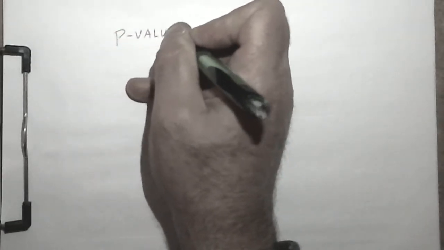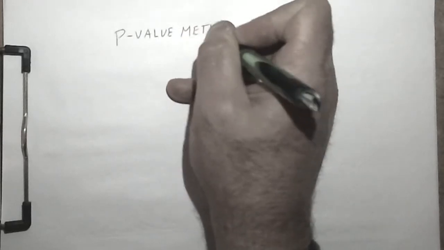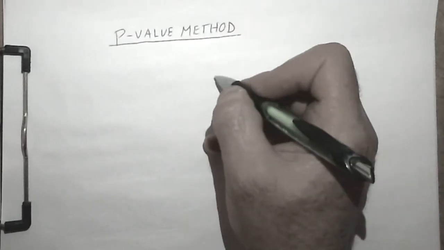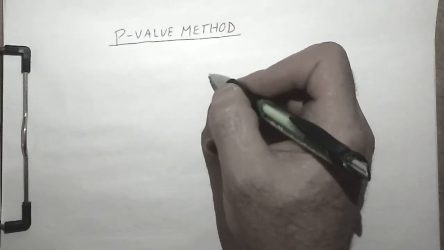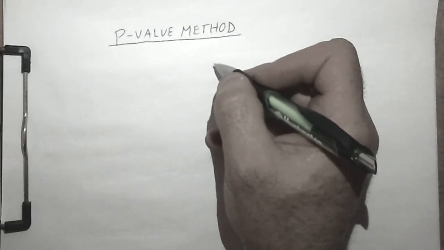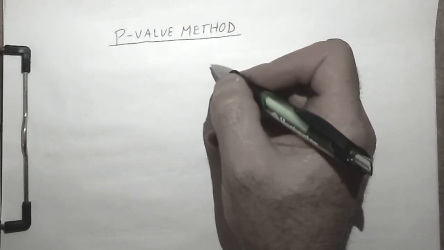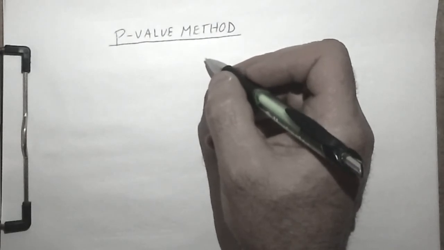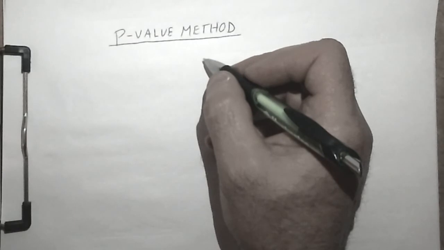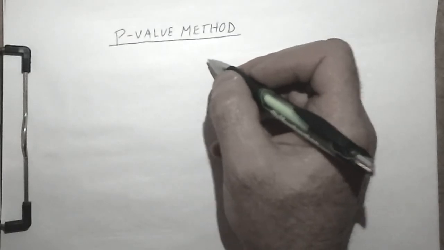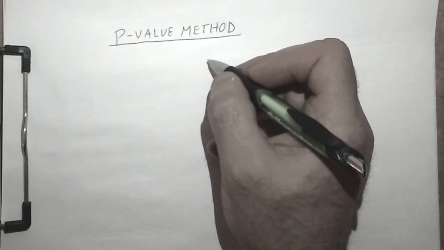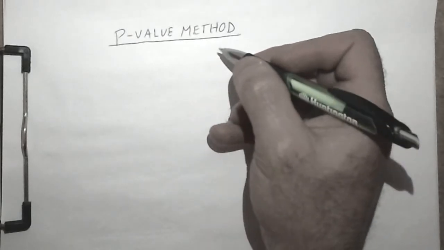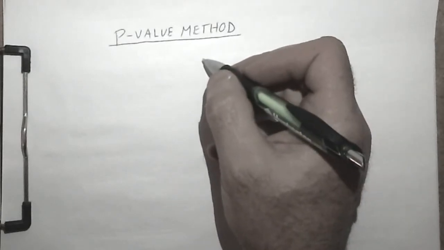P-value method. When you conduct a hypothesis test, inevitably a p-value will always be computed. A p-value is a probability. In fact, it's a conditional probability. The p-value method utilizes this conditional probability to make a decision as to whether we're able to reject or not reject our null hypothesis statement. A p-value, like I said, is a conditional probability.